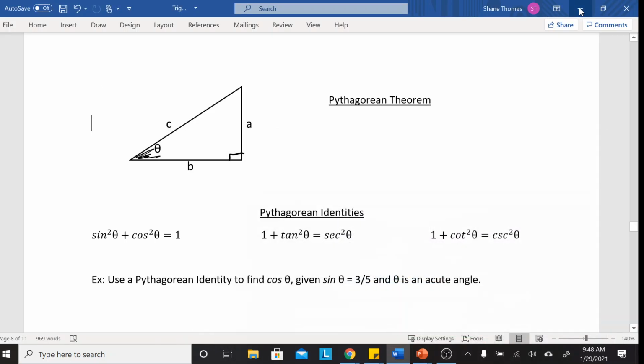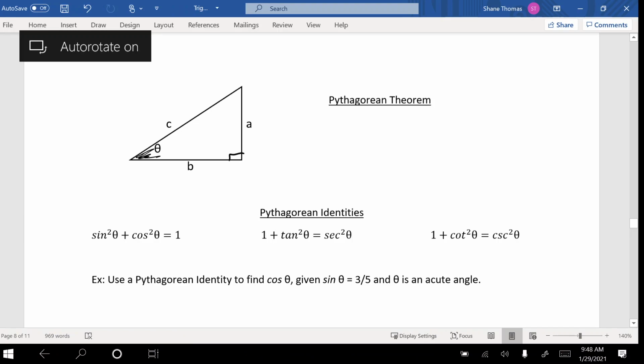So again, this is where we left off. This is about the second or third page in your notes. It starts with the Pythagorean theorem at the top of the page. So we're going to get into the Pythagorean identities, but before we get into those, I'm going to show you where it comes from.